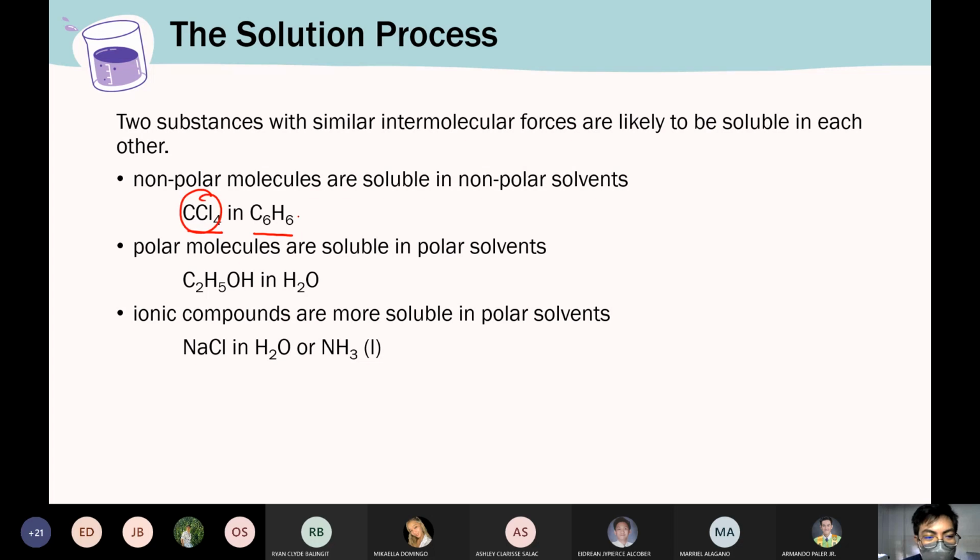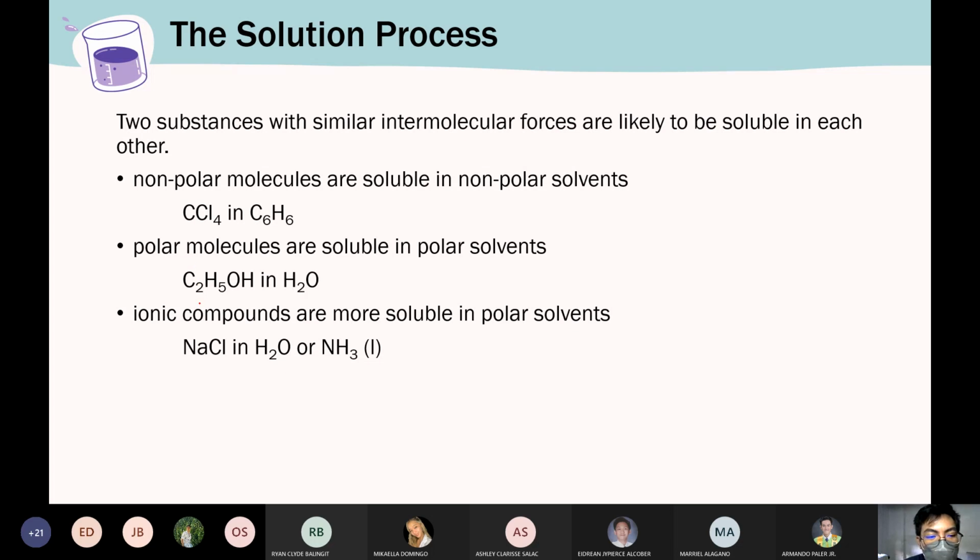Okay? So this is non-polar, meaning it will dissolve in non-polar also. For polar molecules, mahalo din sila sa polar. Okay? For example, you have your ethanol here and the water.